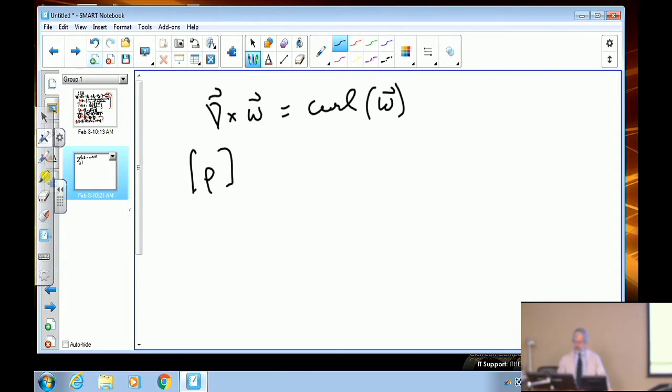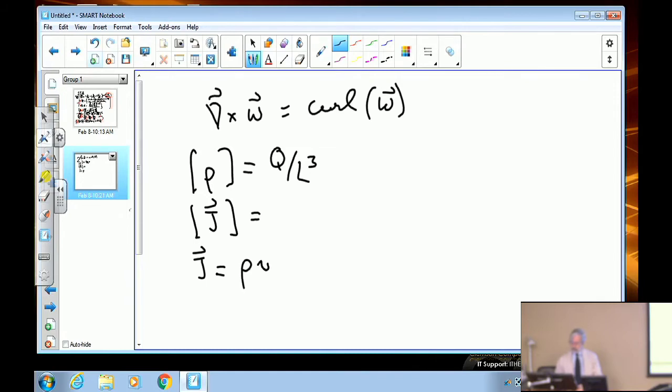Dimensionality of rho and the dimensionality of J. What is the relationship between rho and J? Current density versus charge density. What is the dimensionality of volume charge density? Q per volume. And this relationship I'm about to write down will help you remember the dimensionality of J.